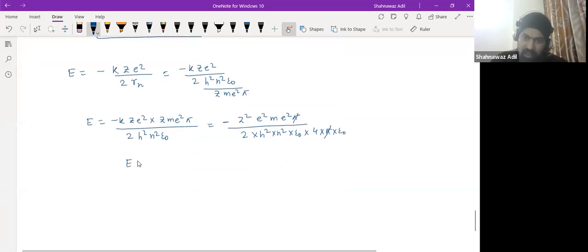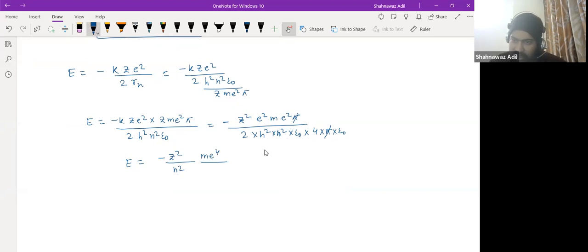So this thing would be how much? So we have minus z square, and this is n square, right? And all the other things. So this is m e to the 4 divided by h square, and this is epsilon naught square, and this is 8 epsilon naught square, and do we have anything else?